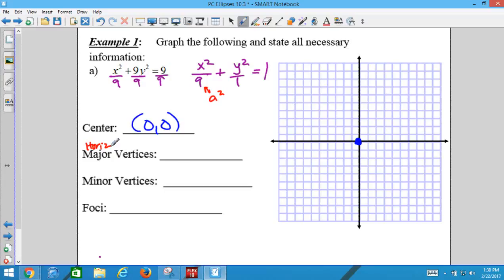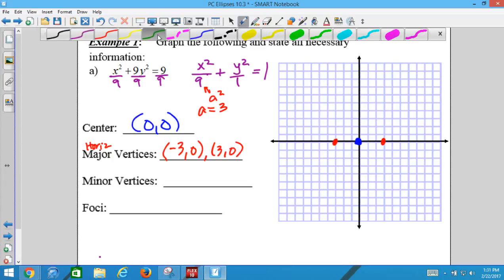All right. So my a value is not 9, my a value is 3. That means from the center, we go out 3 in which direction? Left and right. So what ordered pairs are the major vertices? Now there is a way to get that without graphing it, and I'm going to do it the other way the rest of the time. But I want you to understand that these points are there because we're going from the center, out 3.